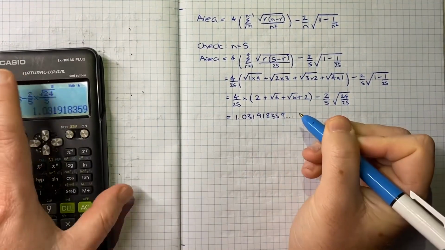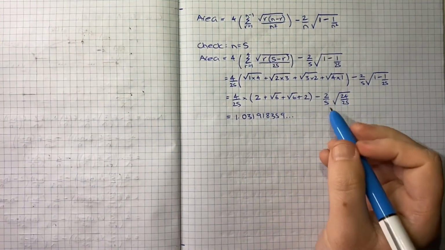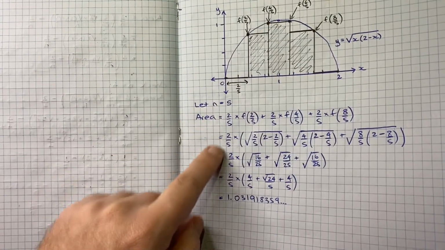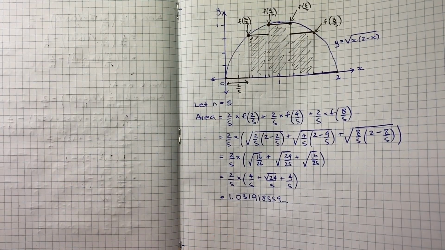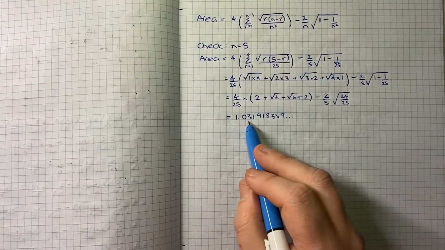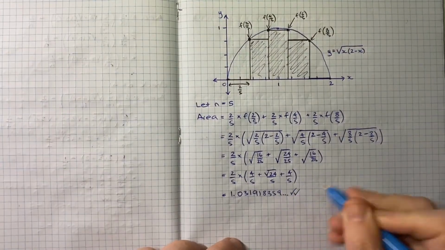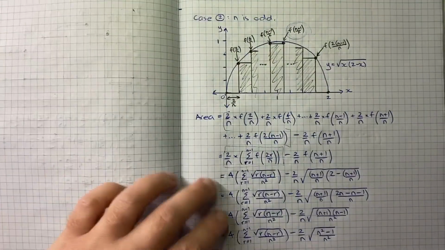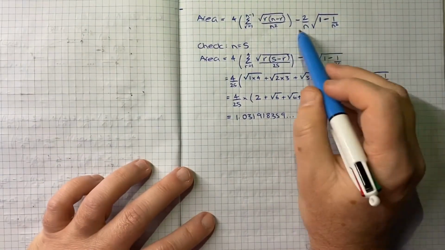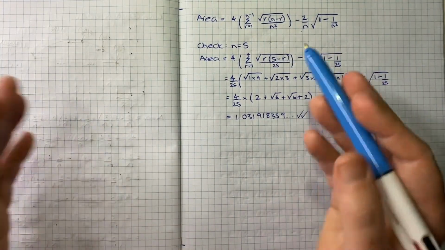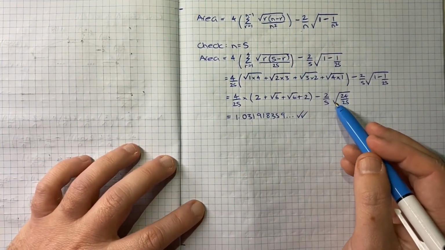1.031918359. Now let's just flick back and see, is that what we got when we worked out n is equal to 5 manually? 1.031918359. 1.03191, yes, perfect. So you can see that just demonstrates how when n is odd, we do indeed have a different result in general to when n is even. So we did have to work through both of these cases.